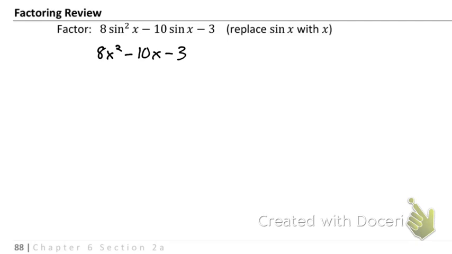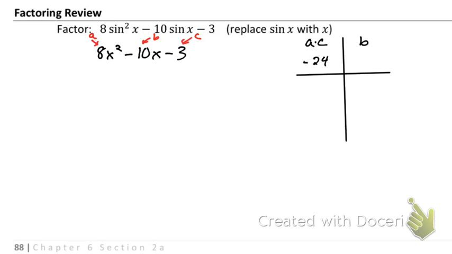When I factor, I use factor by grouping. With factor by grouping, I need to locate a couple letters. This is my a value. This is my b value. This is my c value. With factor by grouping, you make columns over to the other side. In one of your columns, you are going to do your a. Your b value, you just take your b value, which is negative 10. This is your multiplication column. This is your addition column.